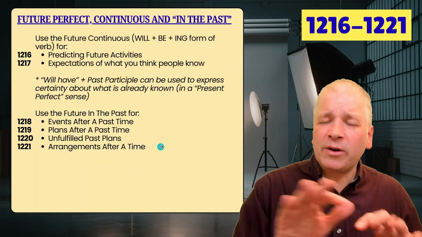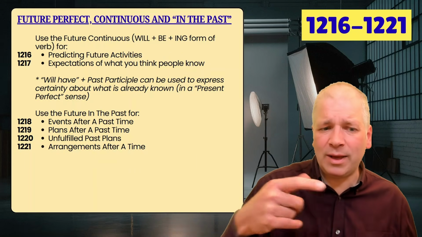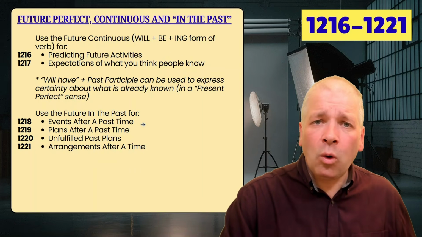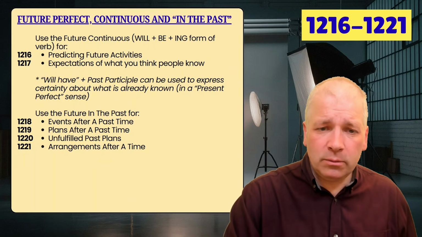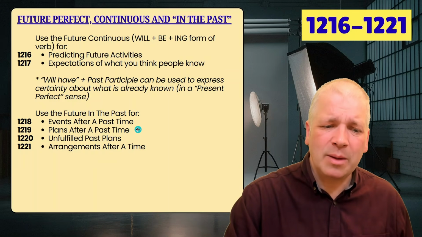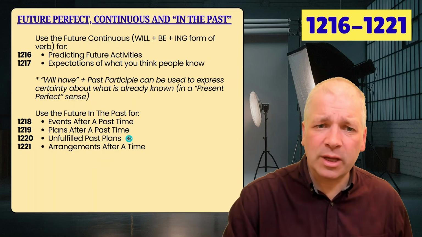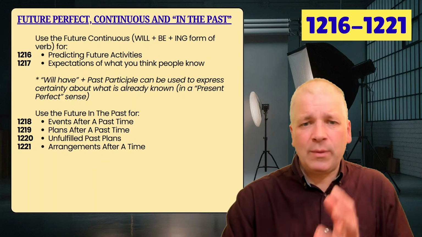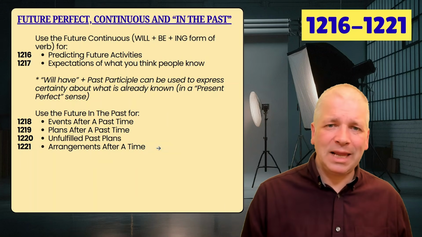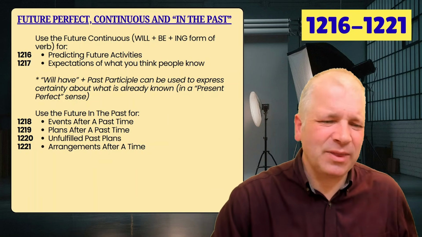Future in the past is when we're telling a past story and then we predict things that are going to happen after the time of the story we're in. So we can use would or the past continuous in order to do this. And we do this with events after a past time, plans after a past time, unfulfilled past plans, which is usually was going to or were going to, or arrangements after a time, which is normally when we use the past continuous. We were meeting them later, but then it didn't happen.